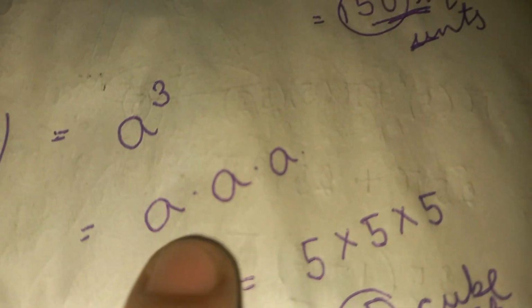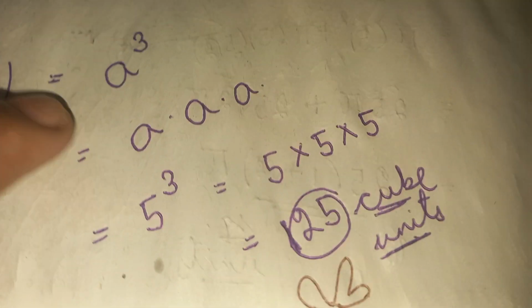The volume of the cube is equal to a cube, because the normal cuboid has a volume of length times breadth times height, but all 3 are equal, so it is a times a times a. We have already taken the side length as 5 units. So here the volume is 5 cube, which is 5 times 5 times 5, which is equal to 5 times 5 is 25, 25 times 5 is 125 cube units.